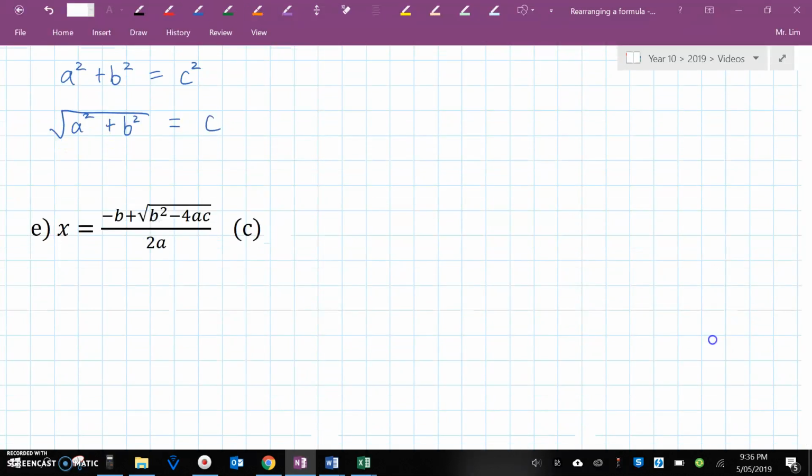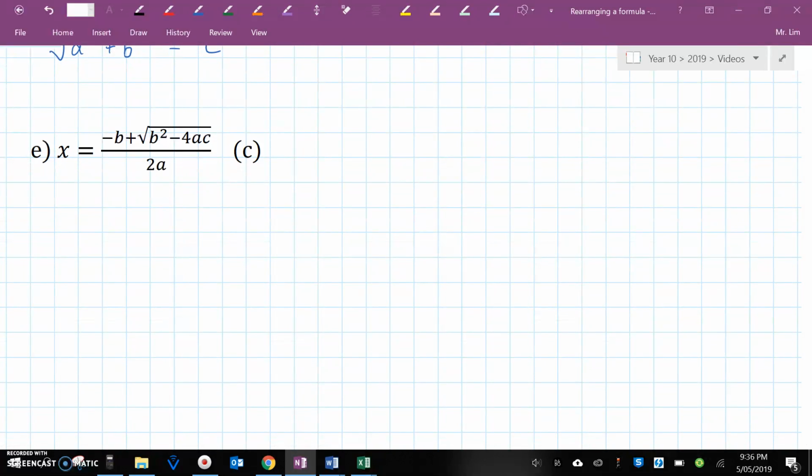Last example. We have x is equal to minus b plus the square root of b squared minus 4ac all over 2a. And we want c to be the subject of the equation. So the first thing I'm going to do is get rid of this fraction by multiplying by the denominator, 2a. That leaves us with 2ax on the left hand side is equal to minus b plus the square root of b squared minus 4ac.